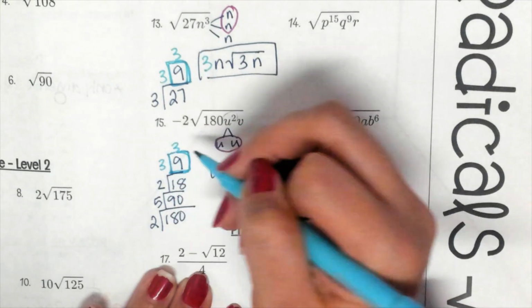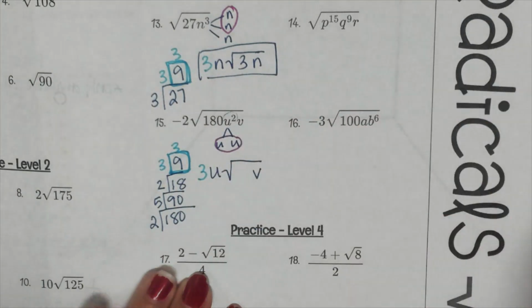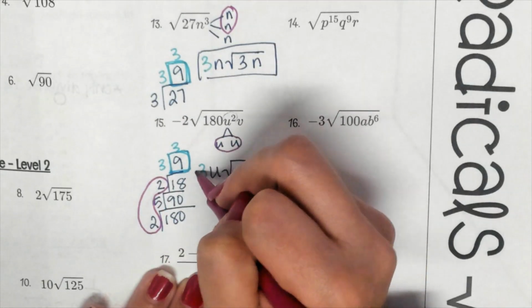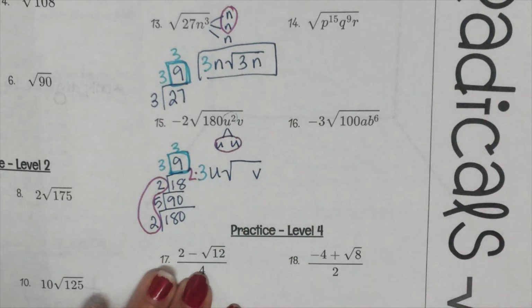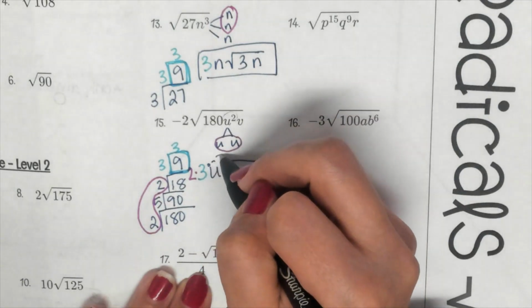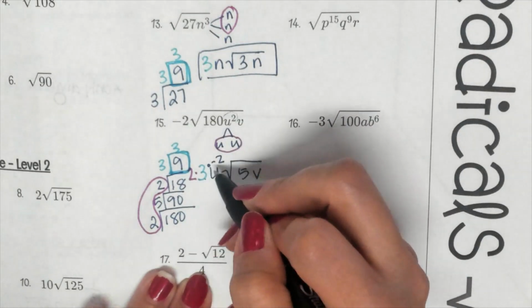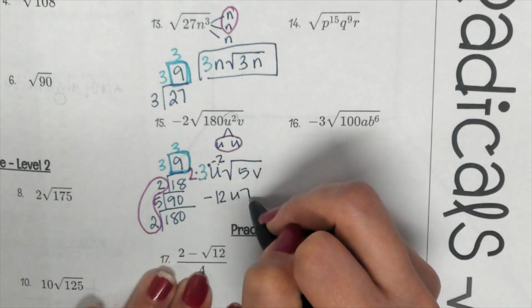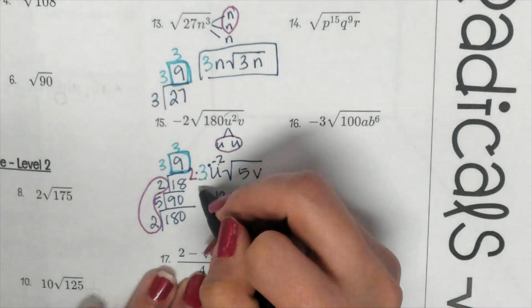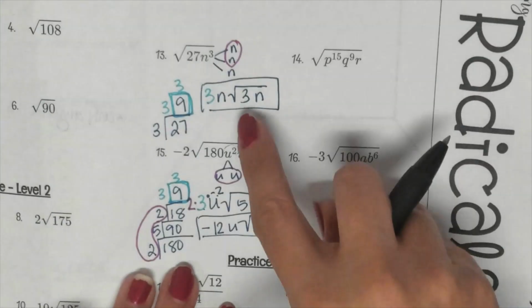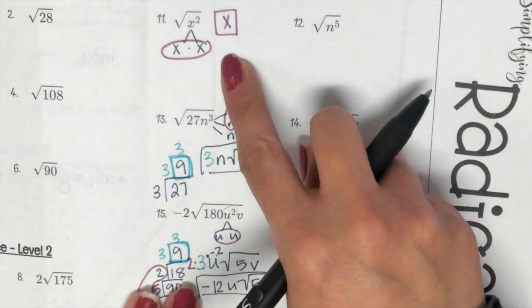Because that's 3 times 3, so I know 3 is going to be out here. And then we also have a buddy here. So I know there's going to be a 2 out here. And 5 stays inside. I also had a negative 2 right there. So that's 2 times 3 times negative 2, which is negative 12 u 5 square roots of v. So notice for the variables, we are just pairing them up.